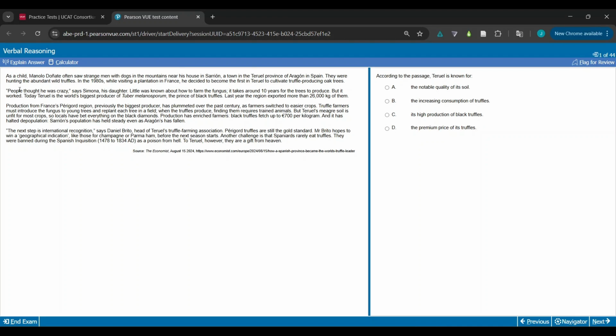Okay, so people thought he was crazy. Simona, his daughter. Little was known about how to farm the fungus. It takes about 10 years for the trees to produce, but it worked. Today, Teruel. So I see Teruel here. Obviously, I saw it earlier, but that was kind of the intro stuff. Normally, the first paragraph is intro stuff, but it could have been mentioned there. You never know, which is why I still read it.